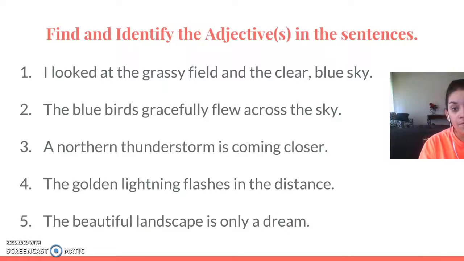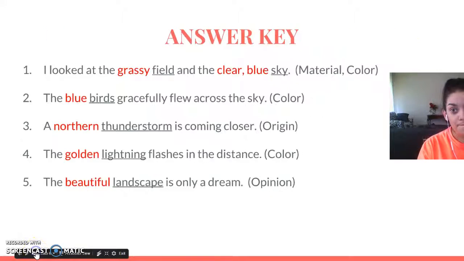I looked to the grassy field and the clear blue sky. The blue birds gracefully flew across the sky. A northern thunderstorm is coming closer. The golden lightning flashes in the distance. The beautiful landscape is only a dream. Okay, so at this time, you can either copy these down, pause, or we can go to the answer key. It's up to you, but I'm going to go ahead and move on. Okay, so here's the answer key.